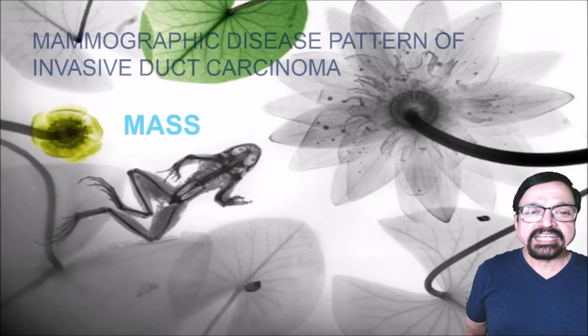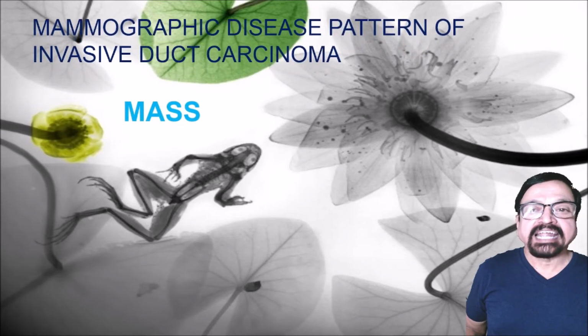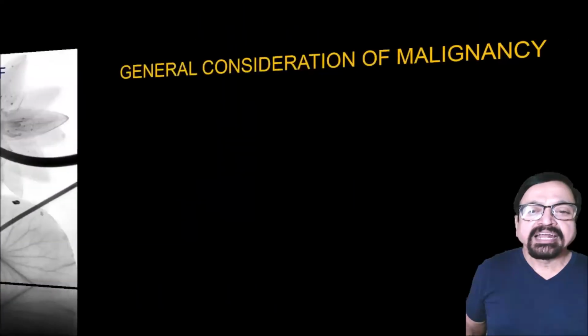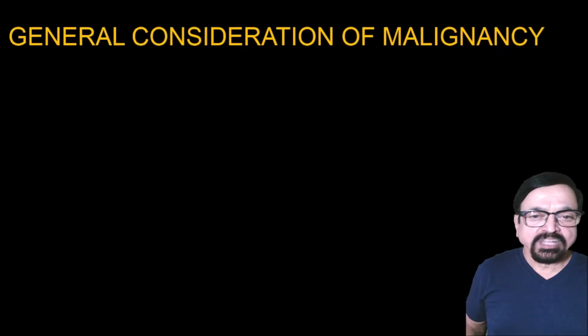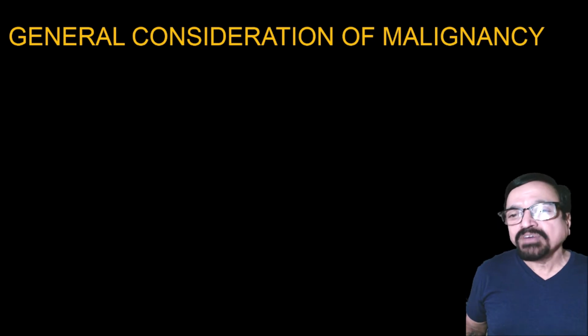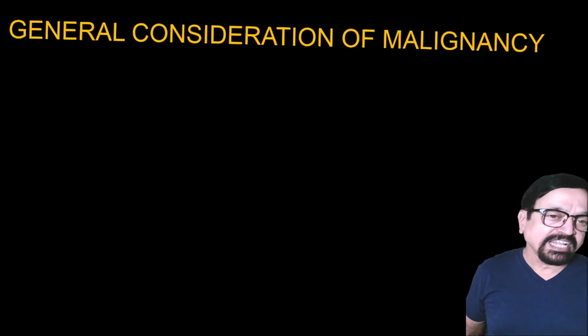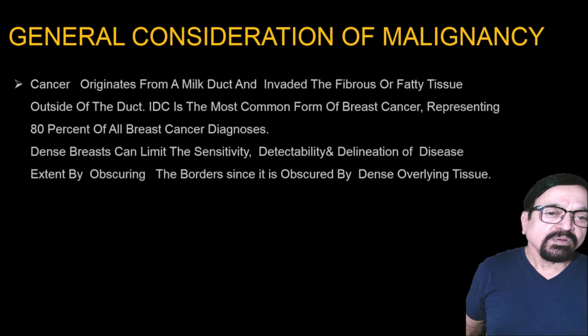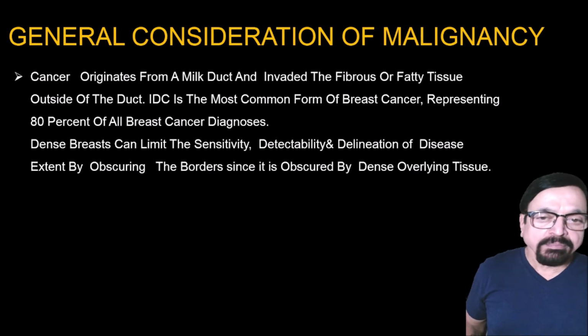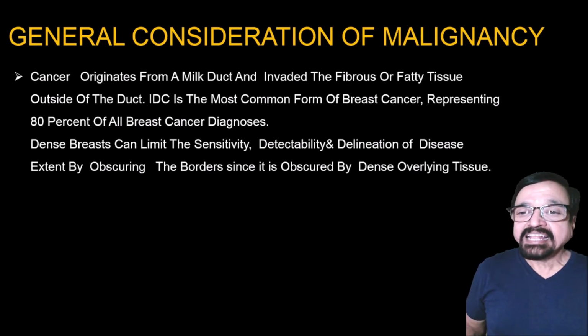Today's lecture topic is the mammographic patterns and appearances of invasive duct carcinoma. The first characteristic is the mass. Let us first have a general consideration of the malignancy. Cancer originates from a milk duct and invades the fibrous or fatty tissues outside the duct. Infiltrating duct carcinoma is the most common form of breast cancer, representing 80% of all breast cancers diagnosed.